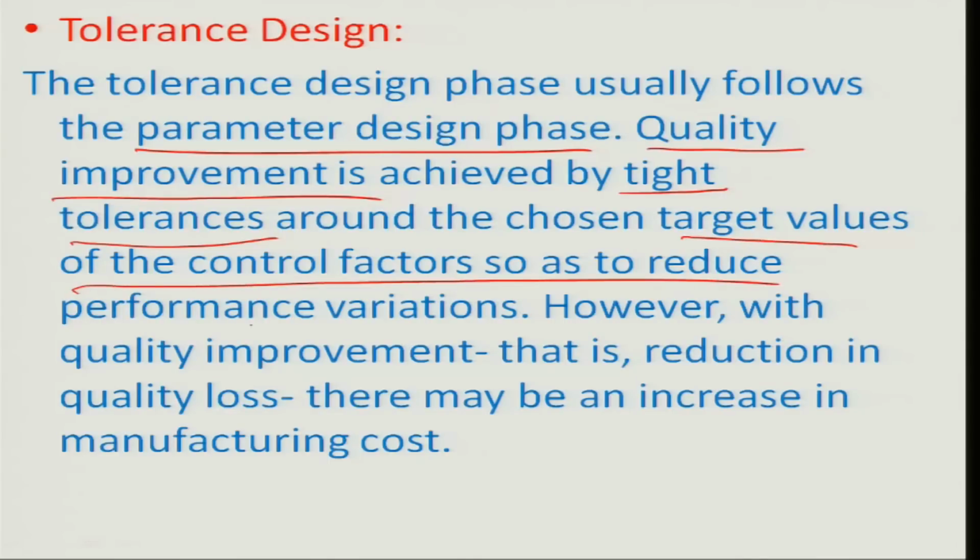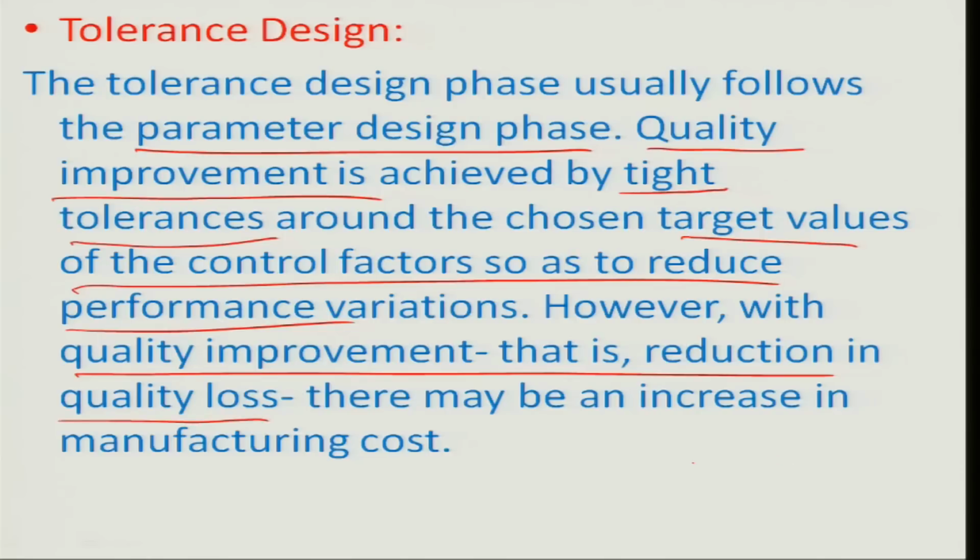However, with the quality improvement, and the reduction in quality loss which is commensurate with it, there may be an increasing manufacturing cost because of the additional imposition on the process to maintain a tight standard. So, tolerance design is basically followed at level 3 of the system design, the parameter design, and then finally the tolerance design stage of a quality design process.